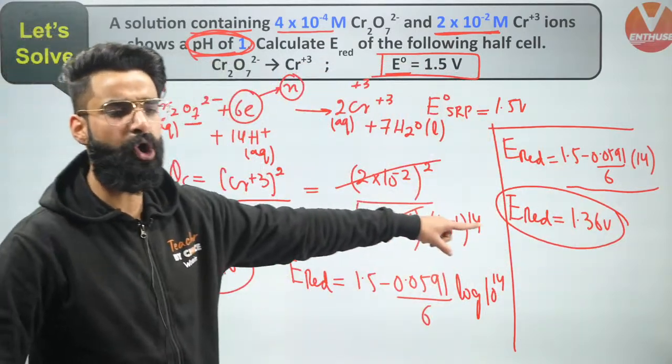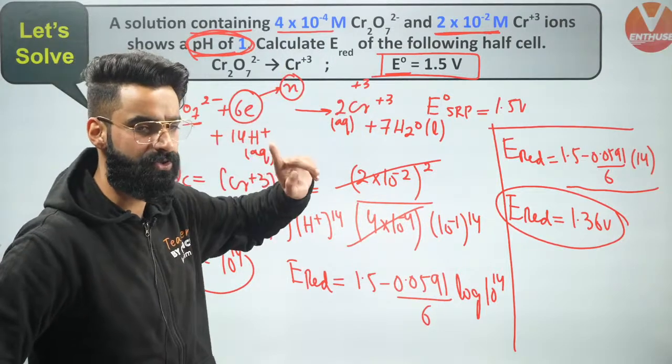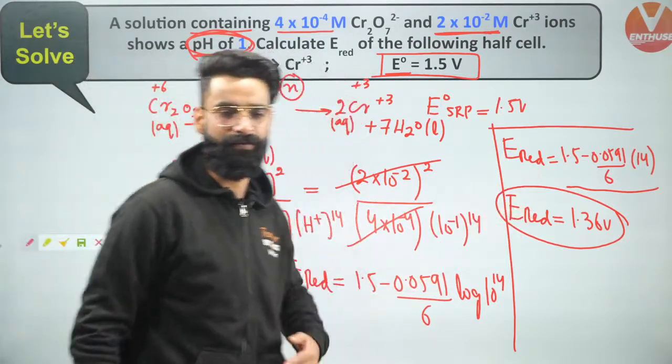If you were supposed to calculate the oxidation potential of the electrode, what were you supposed to do? You were simply supposed to reverse the sign of it.